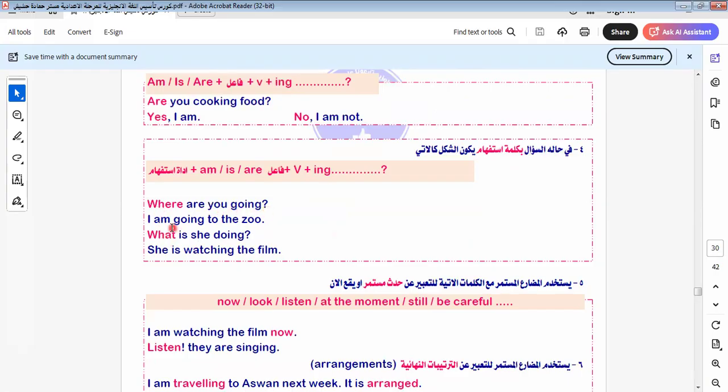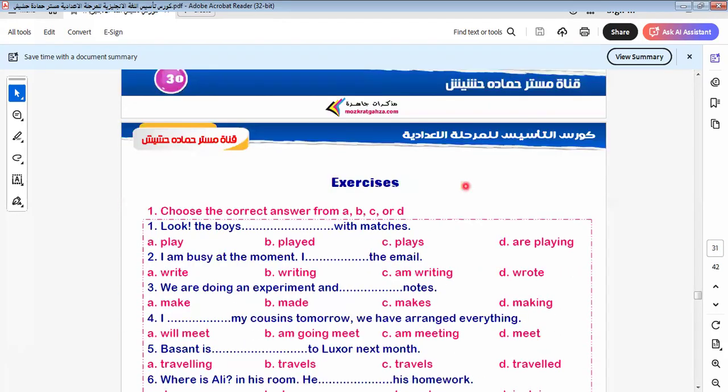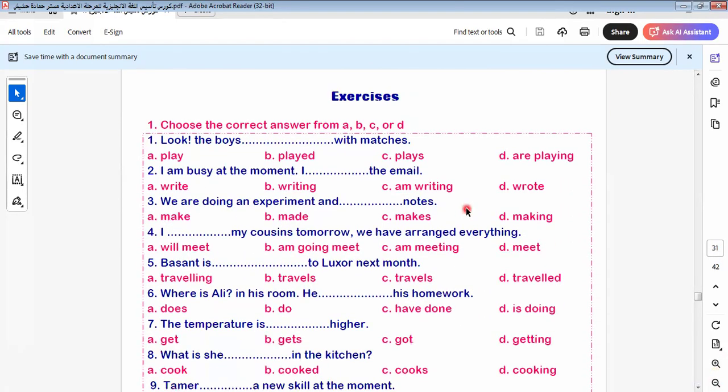Where are you going? I'm going to the zoo. What is she doing? She's watching the film. Okay, here is the keyword of this tense. Okay, let's answer the exercise to practice on.